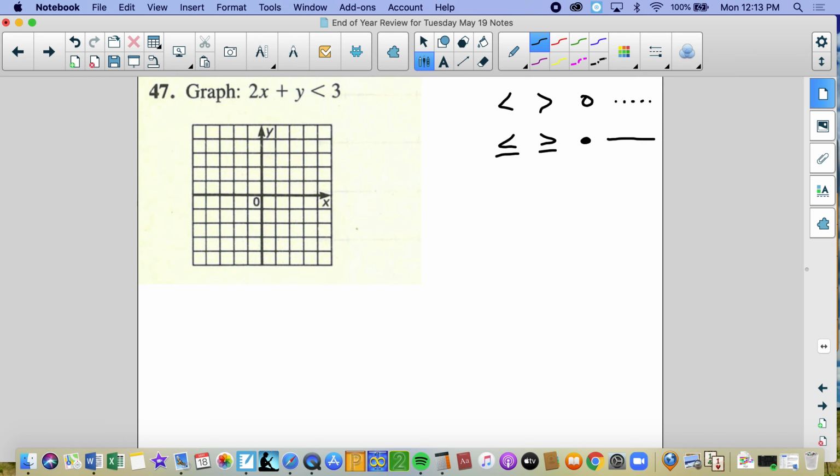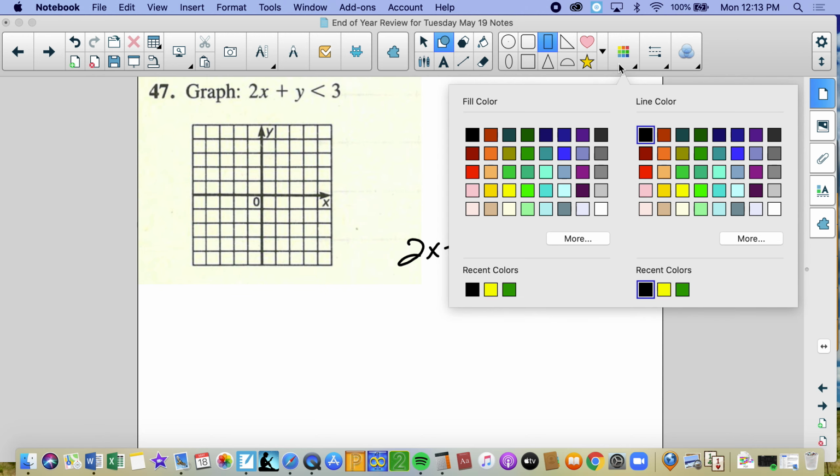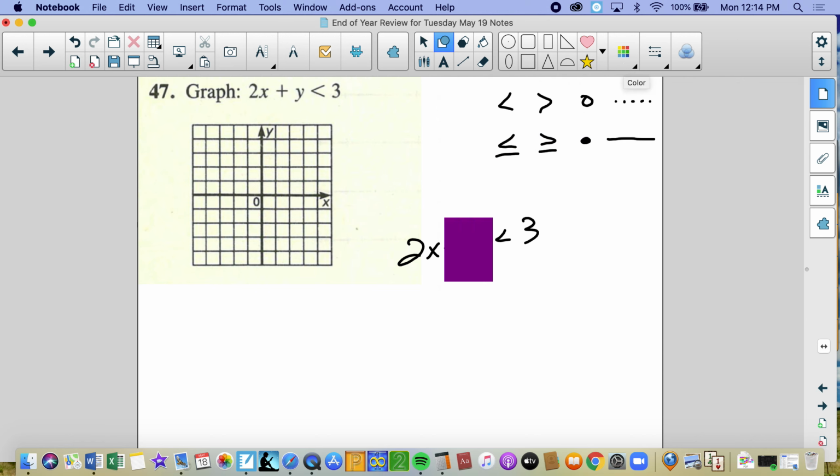So in this case, if I look at my x-intercept, remember this is in standard form, I'm going to cover it up and I am going to solve for that variable. So let's do something purplish today. So if I cover that up and solve for x, I get an x-intercept of 3/2, or 1.5. So at 1.5 on the x-axis, I'm going to have an open circle.